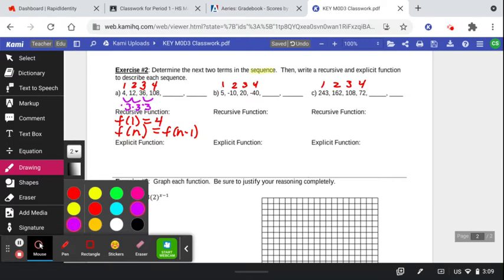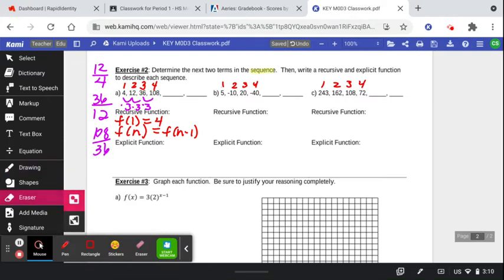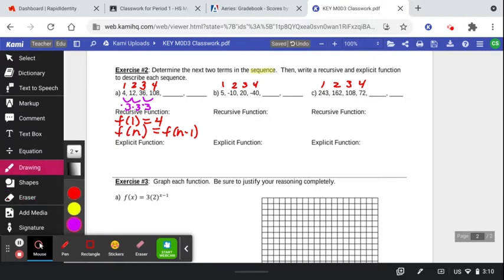What if you couldn't tell that it was multiplying by 3? What would I do in a calculator? I would put the second term in and divide it by 4. 12 divided by 4 would give me 3. I'd then get the third term, 36, and divide it by the second term. 36 divided by 12 would give me 3. 108 divided by 36 also gives me 3. By dividing, we can see what the multiplier is: dividing the second term by the first term, the third term by the second term, etc.